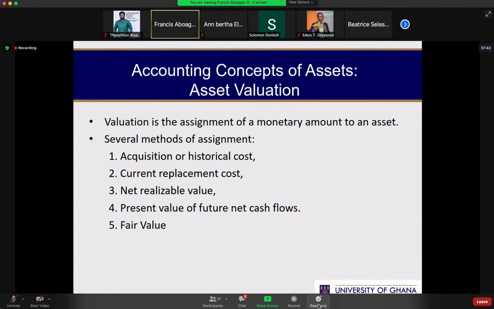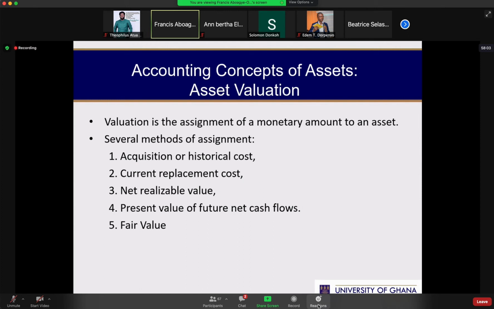So we're saying that the acquisition or historical cost is usually the transaction price, the price that you pay to acquire that resource. So when you prepare your accounts, you can put that value to represent that asset.